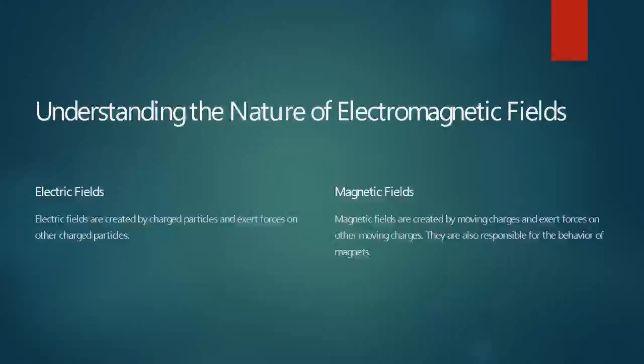In a conductor, there are free electrons. When a voltage source is given to it, the electrons flow through the wire. And coming to the magnetic field, the magnetic field is created by moving charges and exerts forces on other moving charges, and is also responsible for the behavior of magnets.